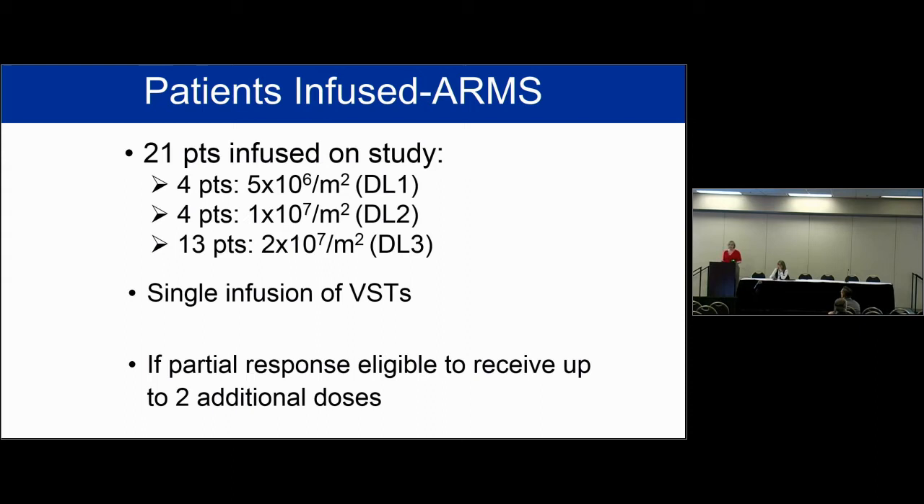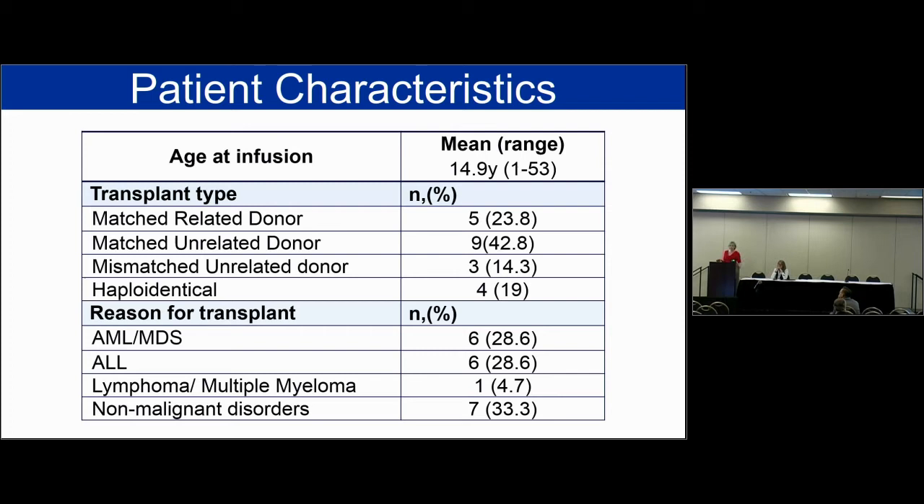This clinical trial calls for a single infusion of these ex vivo expanded virus-specific T cells, and if the patient achieves benefit from this, but not a complete response, we can give additional infusions. These are the characteristics of the patients that we have infused in this trial, a range of different transplant types from matched related to haploidentical transplant recipients who have been transplanted for a variety of diseases, both malignant and non-malignant. And importantly, we are enrolling both pediatric and adult patients in this clinical trial.